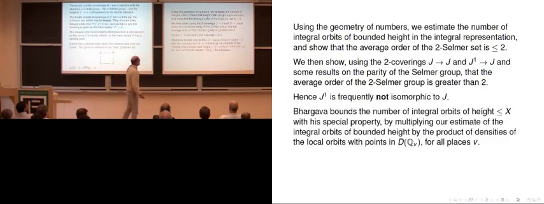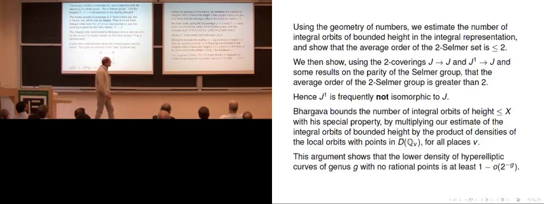Now, Manjul has to work harder because he counts the number of integral orbits of height less than x with his special property by multiplying this estimate you get from the geometry of numbers by the densities of local orbits with points in this curve for all places v. And as I say, the key place is v equal 2. And using that density argument, he shows the lower density of hyperelliptic curves of genus g with no rational points is at least this. I think you could even make that more precise, but at this point, since we expect the density to be 1, let's wait until we prove that.